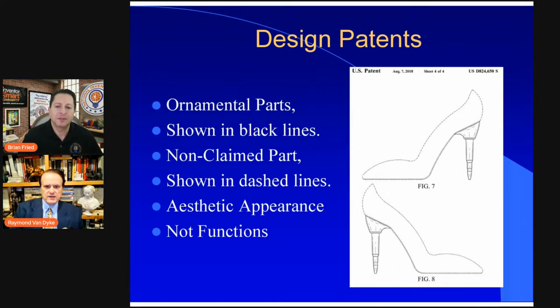But let's look at another one here. Again, it's only for the ornamental parts. A friend of mine got this. He got a shoe, men's and women's, but I'm only showing the women's, where it has a bullet for the heel. The parts of the design patent that are being covered are shown in darker ink. The things that are non-claimed are in broken lines. So they're not claiming a shoe. They're only claiming the ornamental part, which is the bullet heel. It's the aesthetic appearance of it.